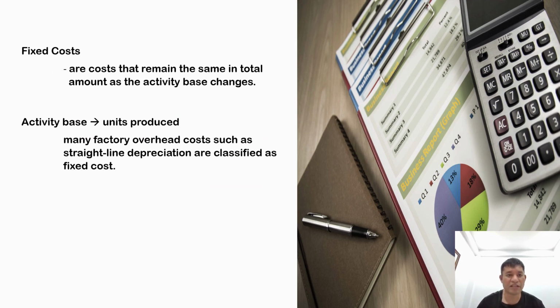Next is the fixed costs. Fixed costs are costs that remain the same in total amount as the activity base changes. So when the activity base is units produced, then many factory overhead costs, such as straight line depreciation, are classified as fixed costs.